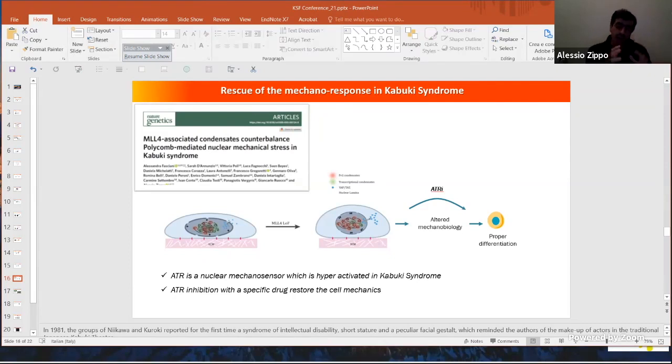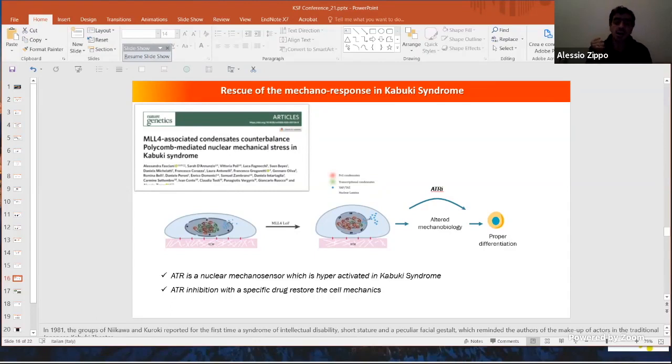So what we did, we took our mesenchymal stem cells and triggered a differentiation to chondrocytes and osteocytes that would give rise to cartilages and bones. And what we observed is that in the haploinsufficiency condition, because of the altered mechanical signaling, the differentiation could no longer occur properly. But then we focused our attention on a protein called ATR, which works as a nuclear mechanosensor. What does it mean? It means that this protein gets activated and transmits a signal within the chromatin once there are conditions of increased nuclear mechanical stresses.